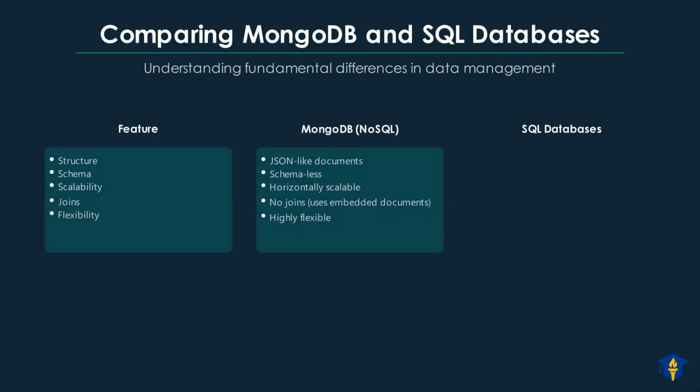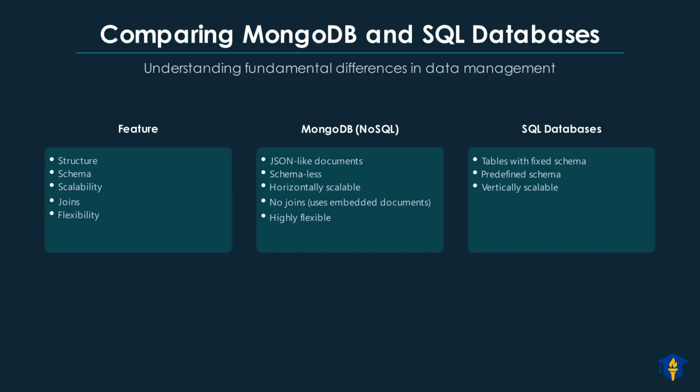This column details the corresponding features of traditional SQL databases. SQL databases typically use tables with a fixed schema, defining strict column structures. They require a predefined schema, meaning data must conform to a rigid structure.